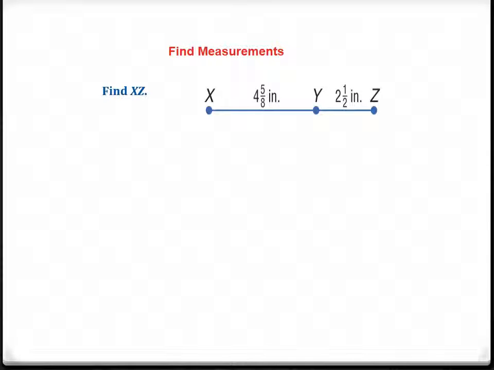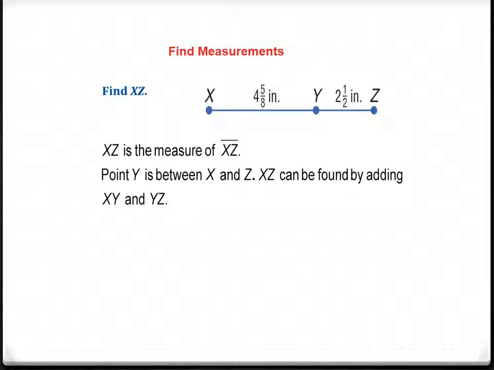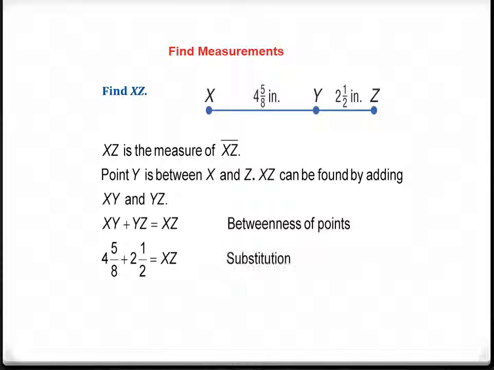So let's look at it with actual measures. We're going to find XZ, the length of XZ. So notice Y is between X and Z. So we're going to add XY and YZ together using the segment addition postulate. XY plus YZ equals XZ. Now let's go ahead and substitute the numbers in. 4 5/8 plus 2 1/2 will give us the whole line segment XZ. So you have 7 1/8.